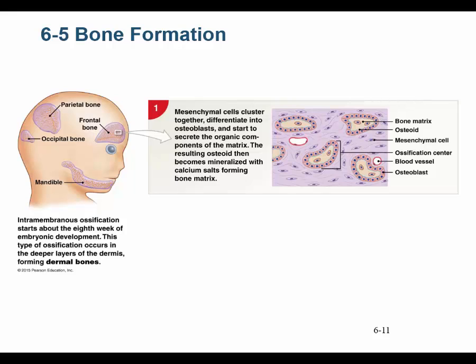All right, the next type of ossification is called intramembranous ossification. And it happens in the bones of our skull. And it's similar to endochondral ossification, but the big thing here is you don't start with cartilage. You start with dense irregular connective tissue. That's not cartilage.